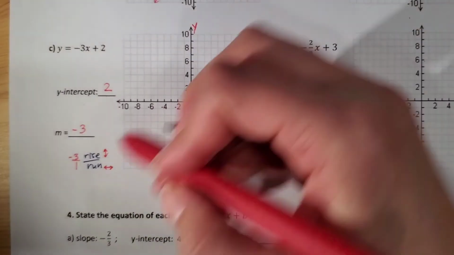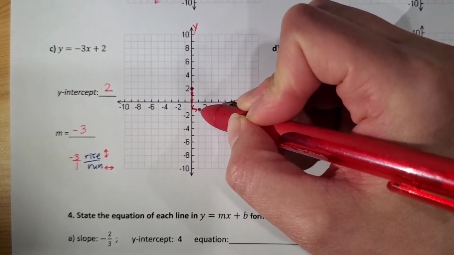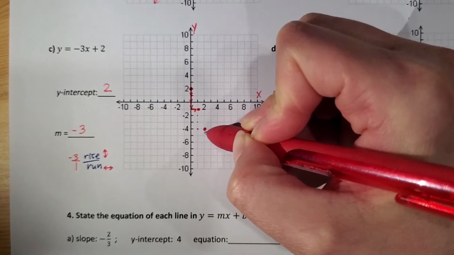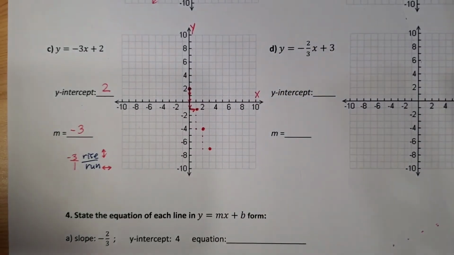So I'm going to keep going from this dot, and it's going to be rise, which is down 3: 1, 2, 3, and it's going to run 1: 1, 2, 3, run 1. Okay.